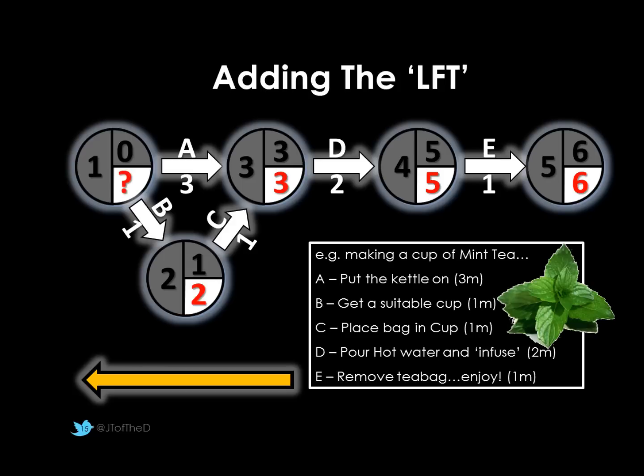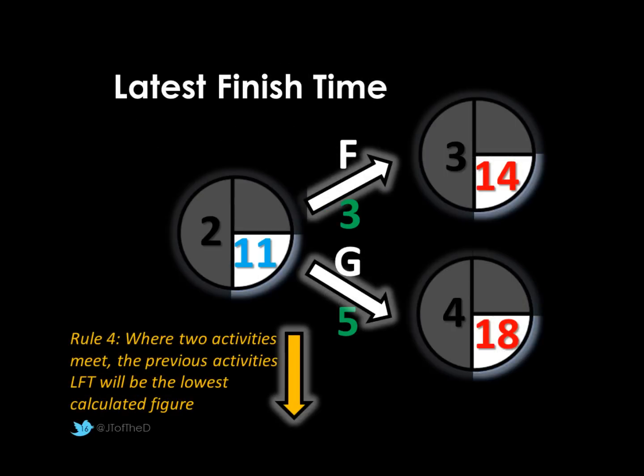And now we again have a problem. So from node 3 back to node 1, 3 minus 3 is 0, and node 2, 2 minus 1 is 1. So which figure do we pick? Well, this leaves us with our fourth and final rule. Rule 4, when we've got two activities meeting on our latest finish time, we actually look for the lowest calculated figure. So my example here, we have activity F and G.